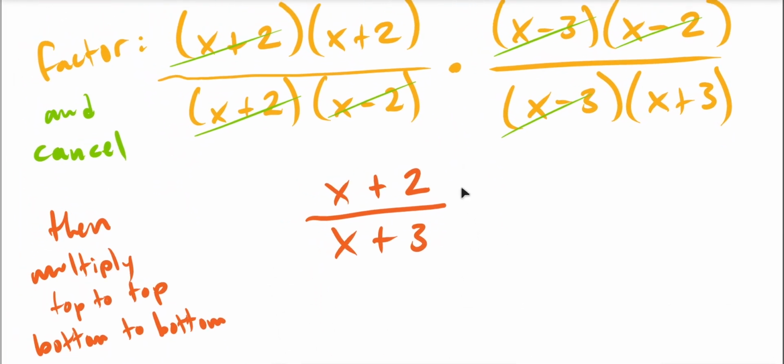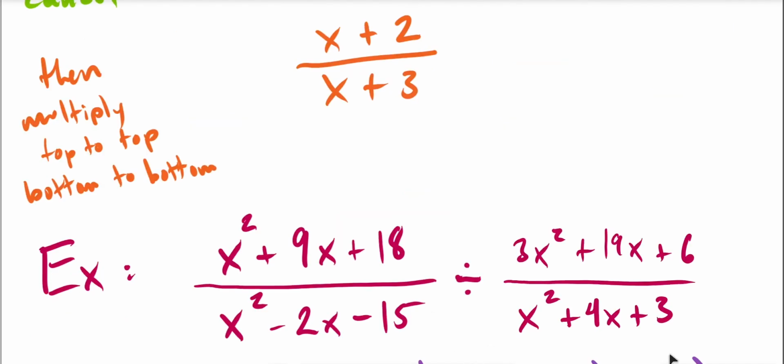There's not really any non-trivial multiplication to do, because since everything canceled to 1 here, we have 1 times x plus 2, and everything canceled on the bottom to 1 except for x plus 3. So we have an x plus 3 on the bottom, and that's it. There's nothing else to do with this one because these aren't like terms. You can't simplify this any further, so that would be your answer.